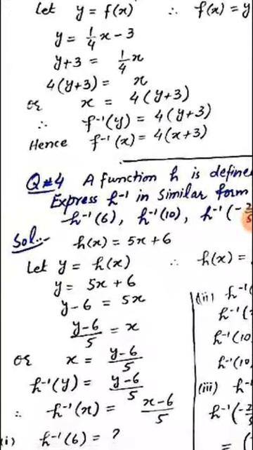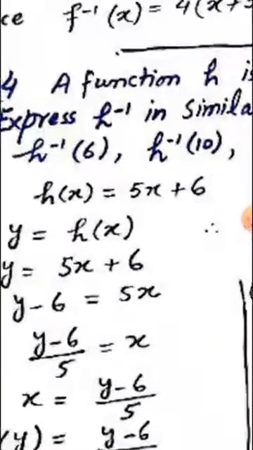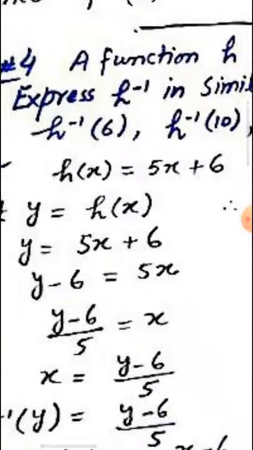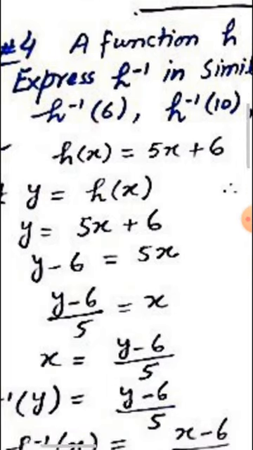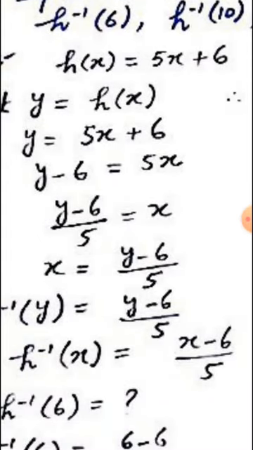First we will find its inverse. So we will suppose y is equal to h(x), and y is equal to 5x plus 6. y minus 6 is equal to 5x. When you move plus 6 to the left side, the sign will be changed. So y minus 6 is equal to 5x, and (y minus 6) over 5 is equal to x, or x is equal to (y minus 6) over 5.